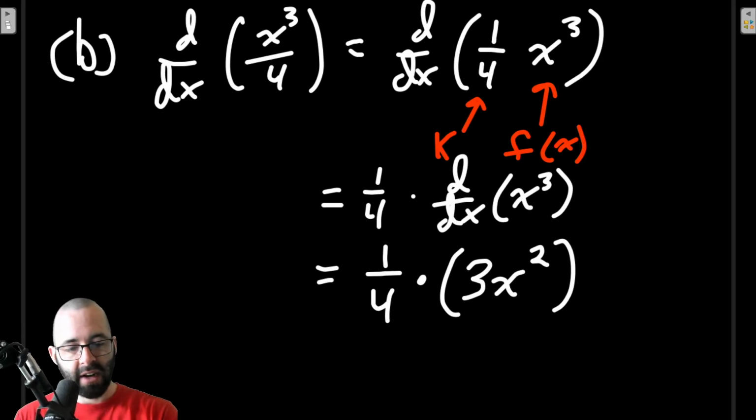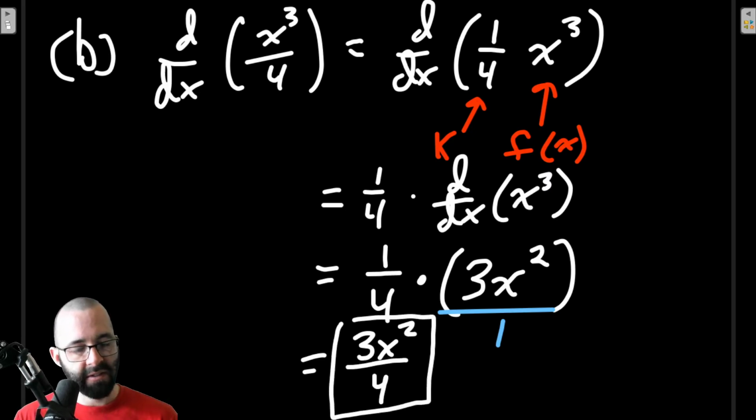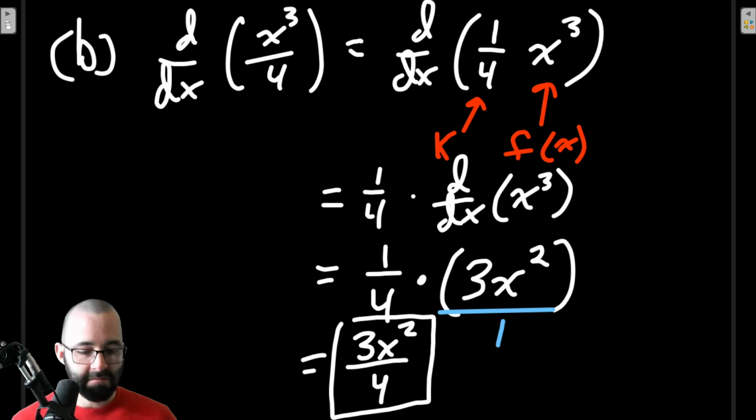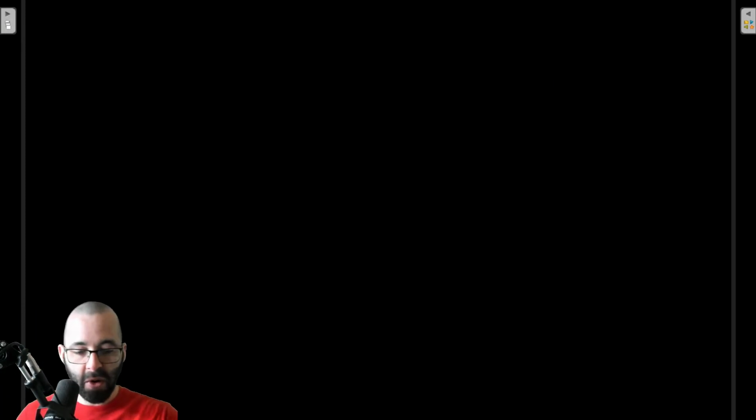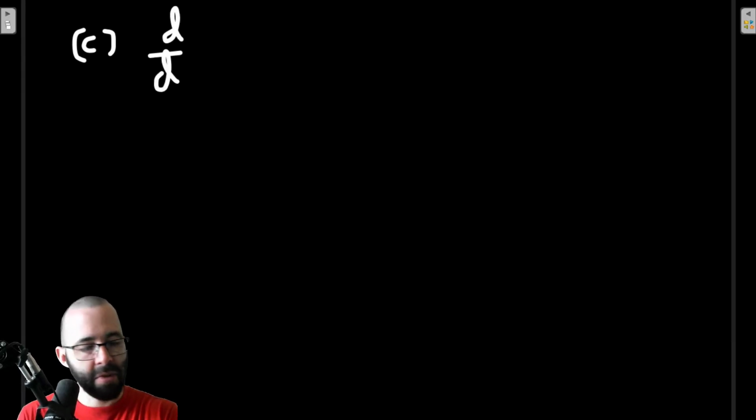And then just like before, if you want to, you can think about this as 3x squared divided by 1. Multiply those numerators, multiply those denominators, and you'll get 3x squared over 4. And that's our final answer here. That's, again, constant multiple rule. We have more examples. If you want to skip to part E, that's when we're going to do the next rule. But we're going to do 2 more examples right here of the constant multiple rule.